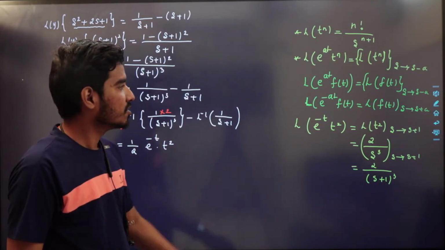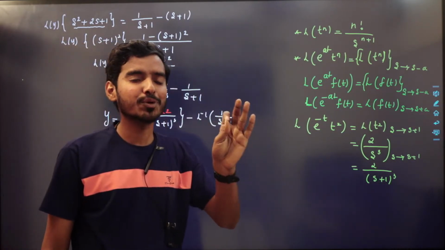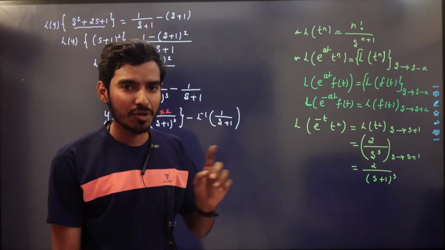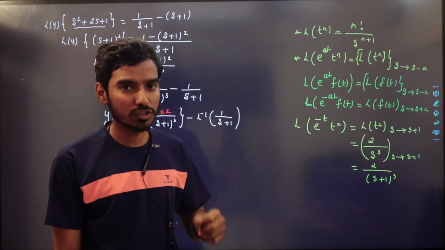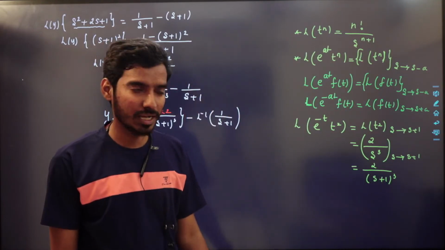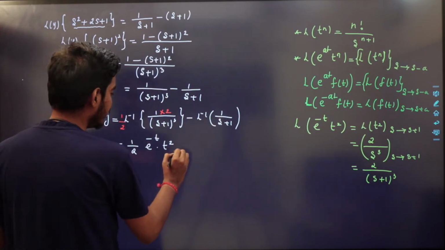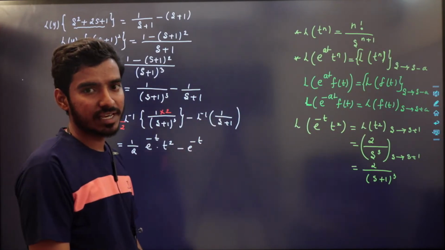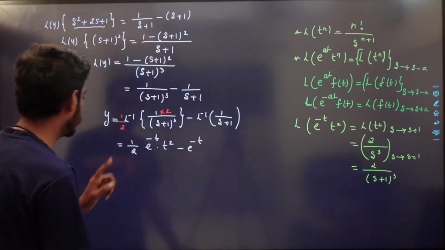Very easy, right? Very simple, provided you have watched the Laplace transform video. If you haven't watched that video, go back and watch all those videos before tomorrow's class, because tomorrow's class is also based on Laplace transform only. This e power minus t, L inverse of 1 by s plus a is e power minus t. That's it. This is the required solution.